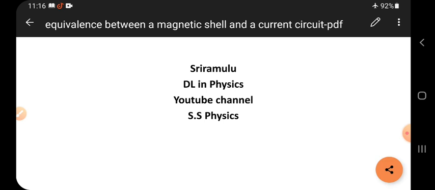Today's topic is the equivalence between a magnetic shell and a current circuit.